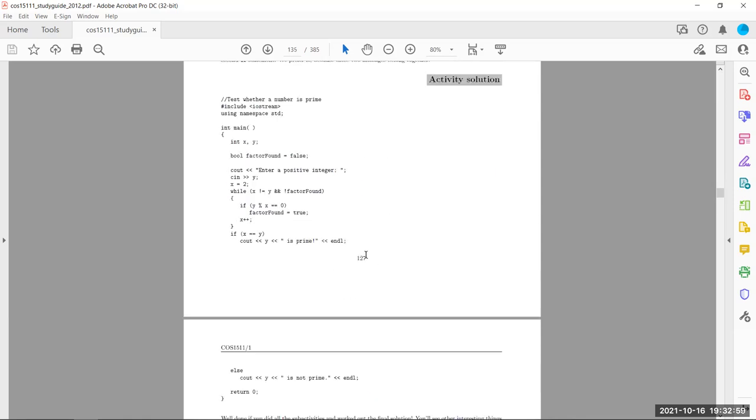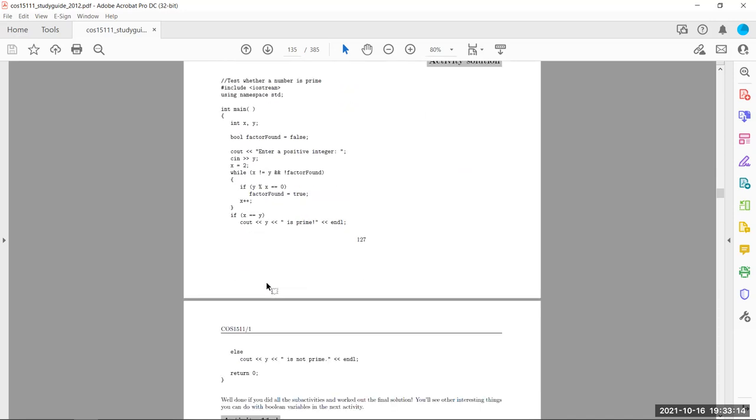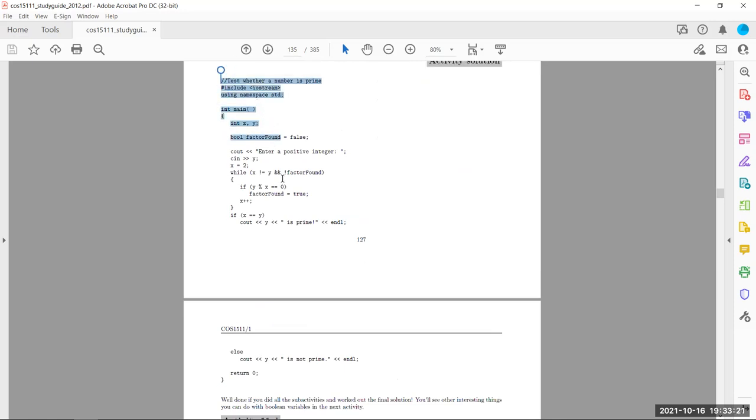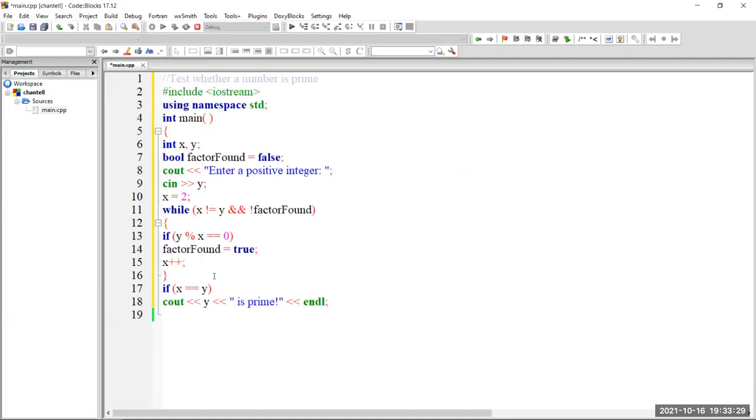Oh, can you go up a page? Oh, the one with the Boolean, there, bool fact equals false. Okay, I could do that for you. You just tell me, you're the boss. You asked for this lesson. So let's go and copy that. Control C, copy that. Open up Code::Blocks, Control V.